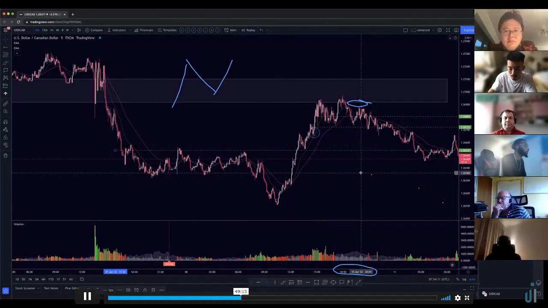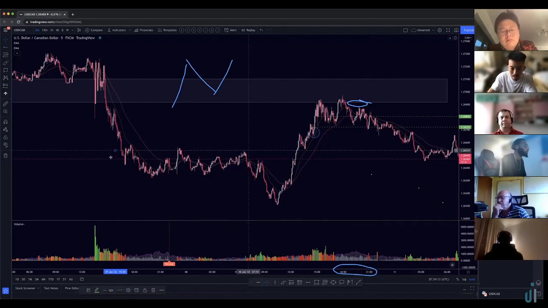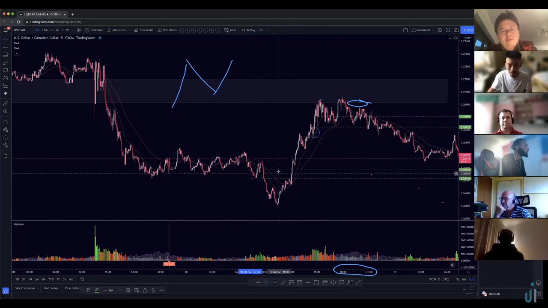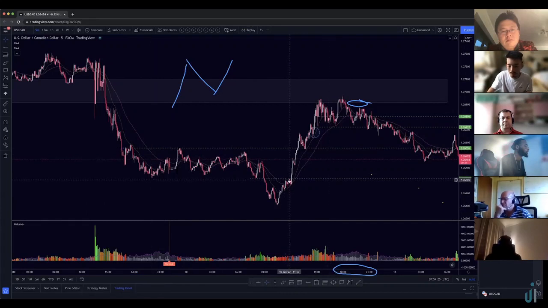Though it's not super strong. The next decent area where a release might happen is here. So you have probably two levels to look out for, here and down here. If it pierces through this area here, it should go towards the recent low very easily.